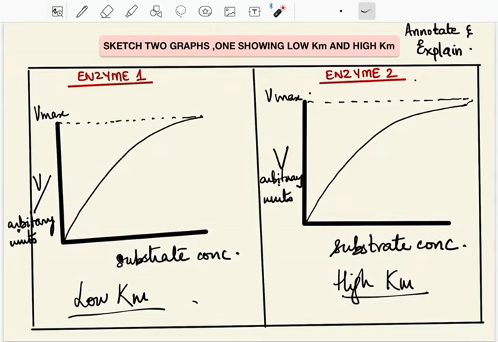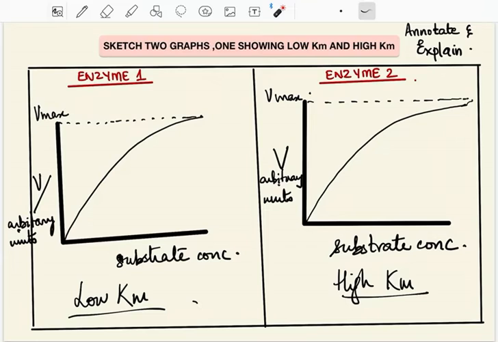Graph number 1, in which we have an enzyme 1 which has a low Km. So how will that graph look like? ठीक है, कोई enzyme है जिसका low Km है, तो how quickly can it reach Vmax? How quickly can it reach half Vmax? You have to show and then you have to annotate and explain in the graph.